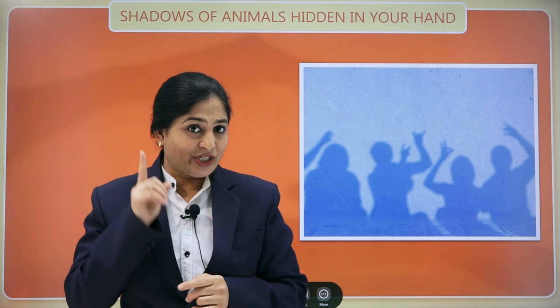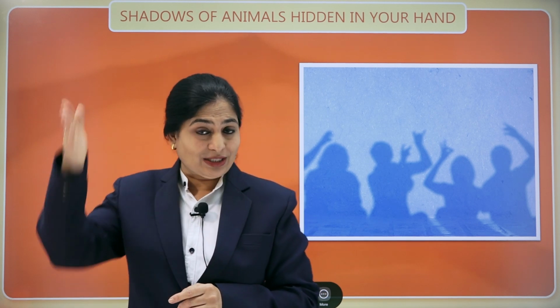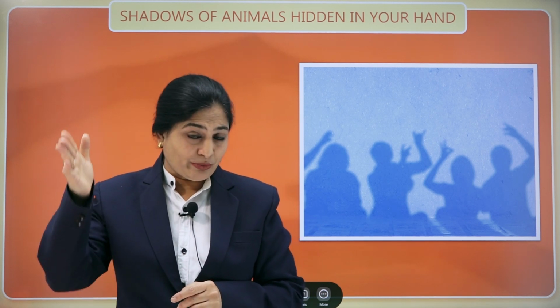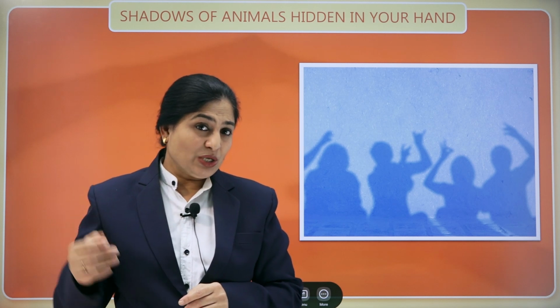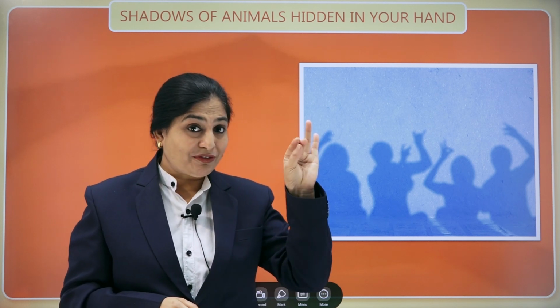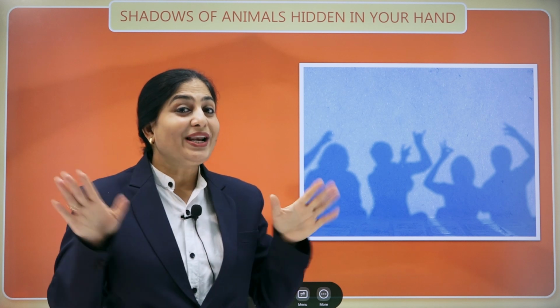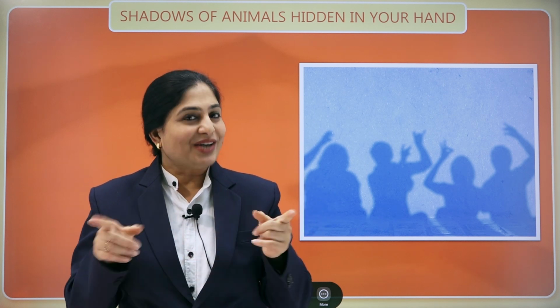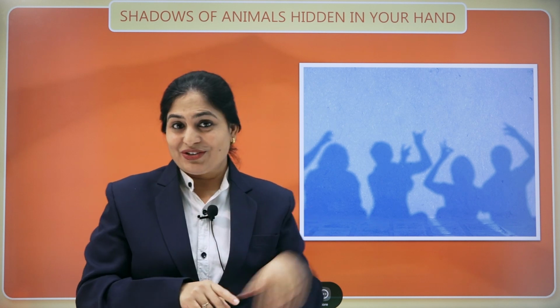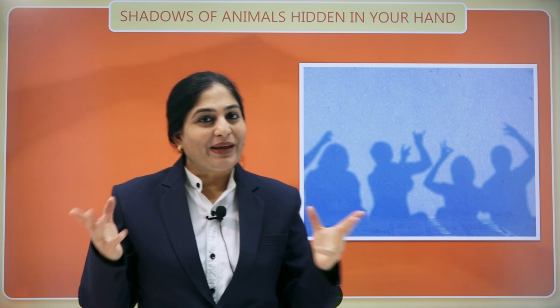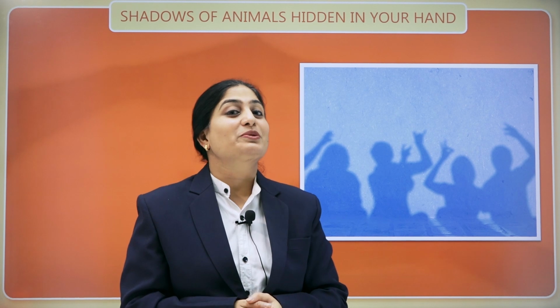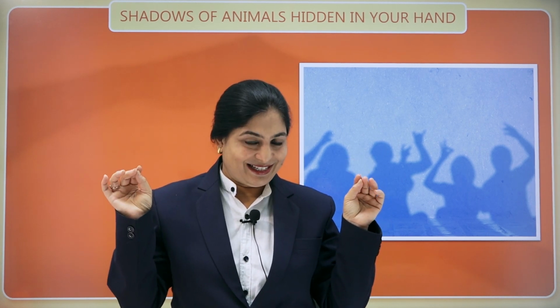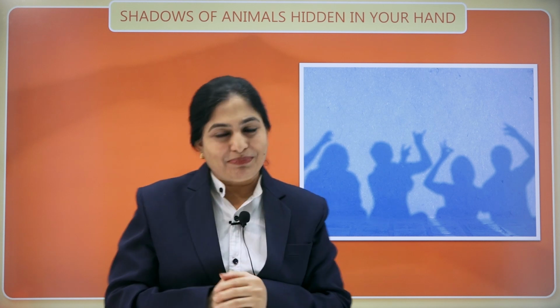Make sure your shadow will always be formed on some screen, so there should be some wall around it. Whenever you try to make different images, you will get different types of shadows. So try to make birds, try to make deer, try to make different types of animals by using your hand and finger movements. Interesting? So definitely please do that.